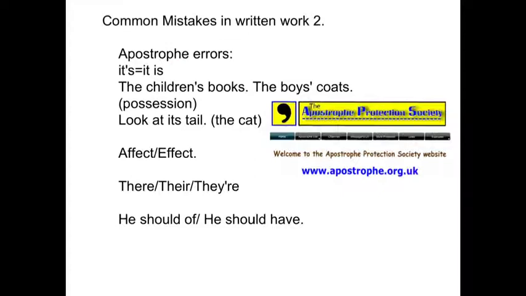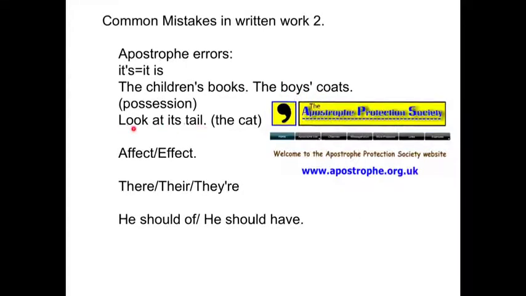The apostrophe is used to shorten words, so it is becomes it's. Most people get that right, there's not a problem with that. Here's where the problem lies, in the rule of possession, the second rule of the apostrophe. The children's books: we treat children as a singular noun there, so the apostrophe comes before the S because it's already a plural word. But the boys' coats, the apostrophe is showing the possession of the coats. Who owns the coats? Here the apostrophe shows us that there's more than one boy, so it's coats belonging to more than one boy.